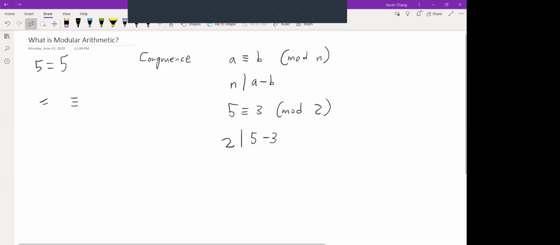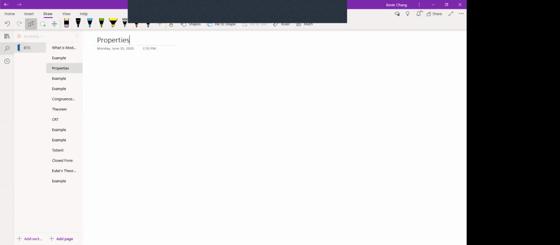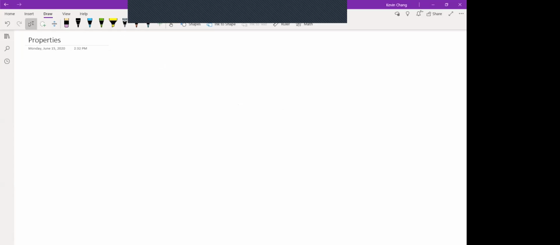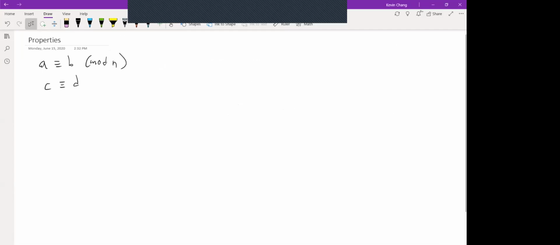And so the best part about mods here is that we have some properties we can talk about that make mods particularly powerful within mathematics. Some properties that we can have with mods is addition. So for instance, if we have A is congruent to B mod N, and C is congruent to D mod N, then essentially what this means is that A plus C will be congruent to B plus D mod N.